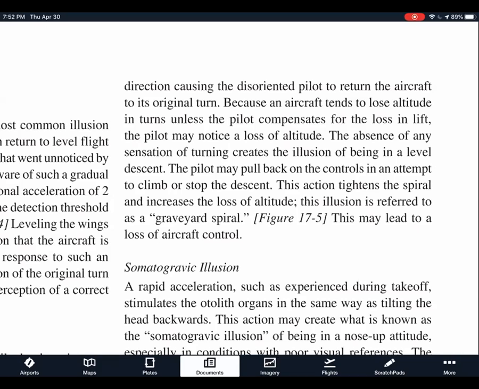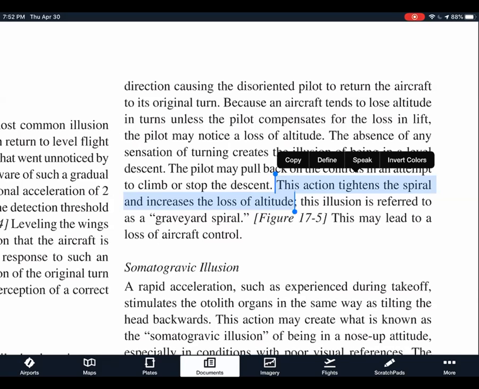In this situation, you don't recognize you're in the turn. So the pilot may simply pull back on the controls in an attempt to stop the descent, or to climb in this case. Because the bank angle is so steep, this back pressure actually tends to steepen the spiral and increase the loss of altitude. And that's why this illusion is referred to as a graveyard spiral: your rate of descent increases, and the load increases on the airplane. You in fact don't recover from this because of how steep the bank angle is in this type of circumstance.